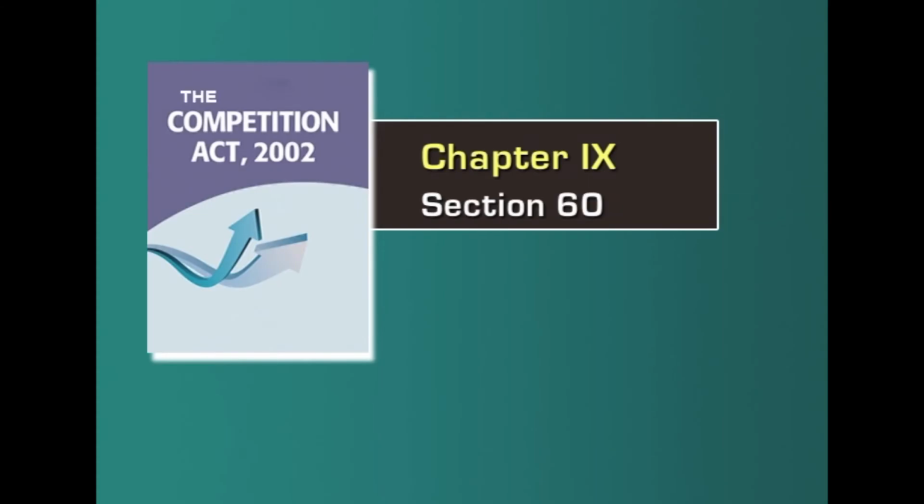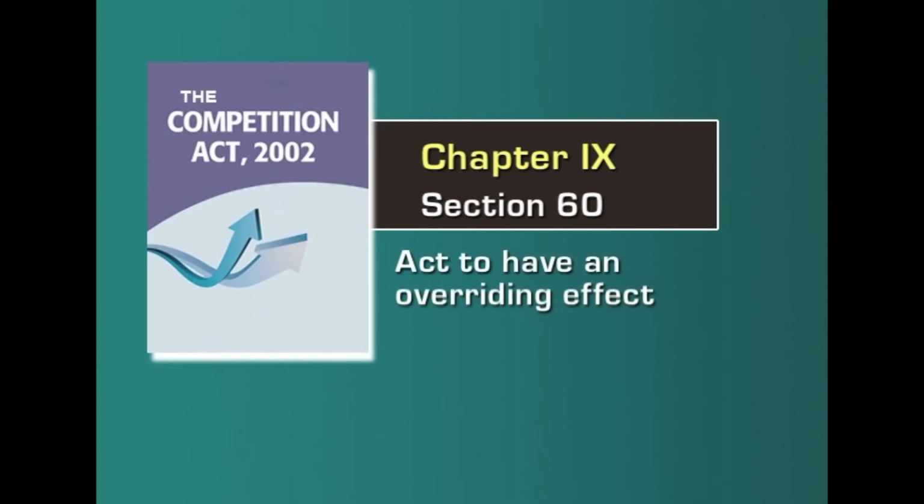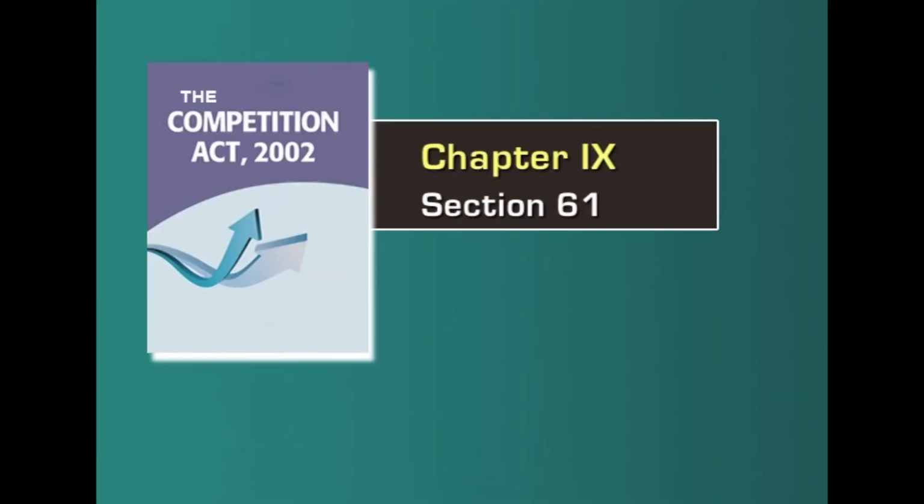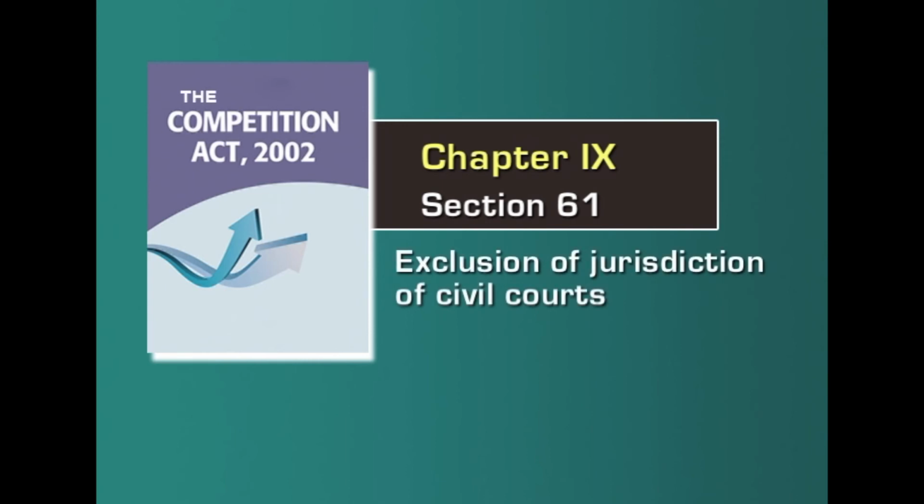Moving on, Section 60, Act to have an overriding effect. This being a special law, it can have an overriding effect on certain other laws. Therefore, this Act has to be seen as a special law enacted for the purpose of its objectives. I'll also give the interpretation of this section as I once again touch upon this chapter in the course of my next presentations. Another important section, Section 61, talks about exclusion of jurisdiction of civil courts.